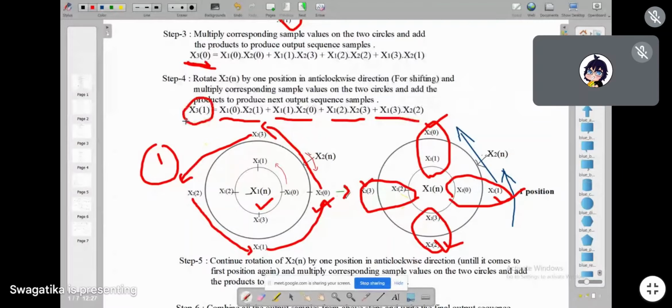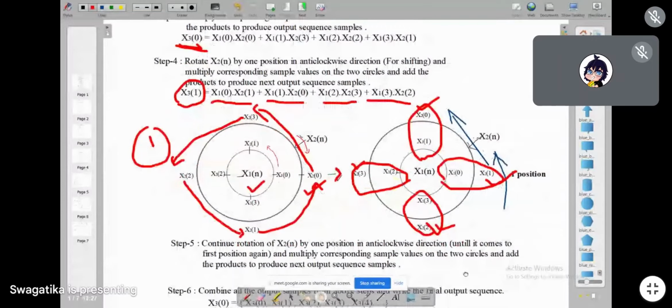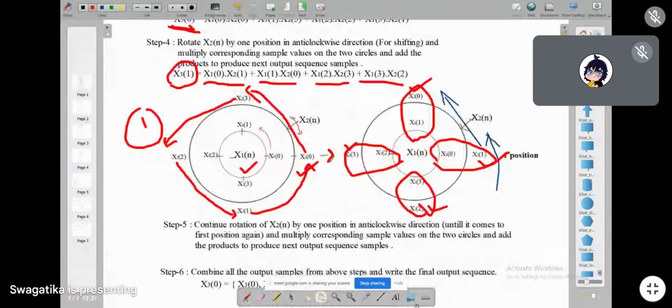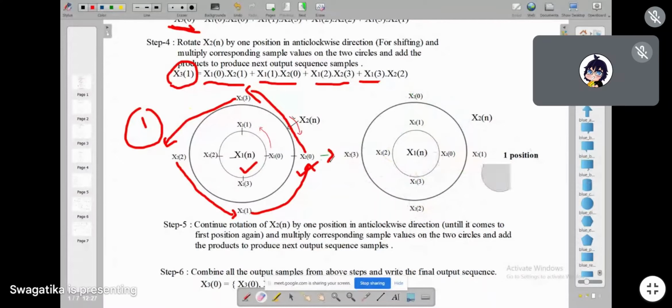Clear? So you have to continue this same method. So up to how much you will continue this rotation? Again in the next step what you have to do is you have to again shift one position of your x2 samples.